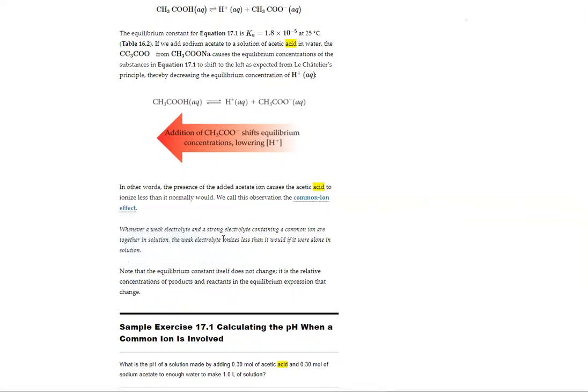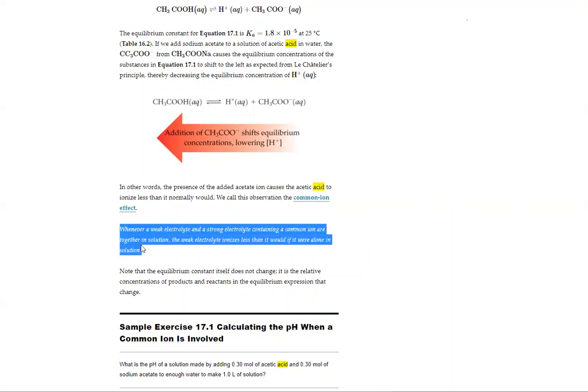Whenever a weak electrolyte and a strong electrolyte containing a common ion are together in solution, the weak electrolyte ionizes less than it would if it were alone. This is the fancy way of saying what I just said: since the equilibrium shifts to make more of the reactant, since more CH3COO minus is going to be made, the acid dissociates less, because more of it stays in the form of CH3COOH than breaks up into the ions.